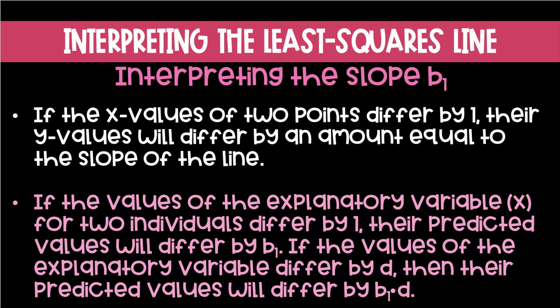Okay, now we're interpreting the slope. If you have two x values that differ by 1, then the y values for those two values are going to differ by the slope of the line. If you have two values of your explanatory variable x differing by any number, the difference of the y values for those respective x values is going to be the slope times the difference. Let's apply this when we're trying to calculate the difference in price of milk in relation with the difference of price of eggs.